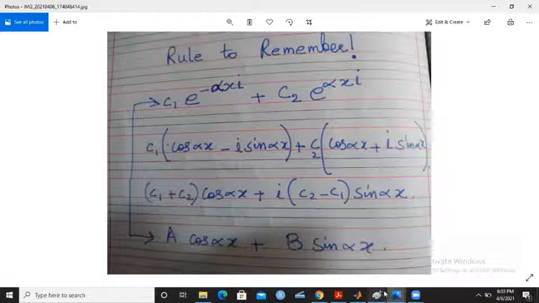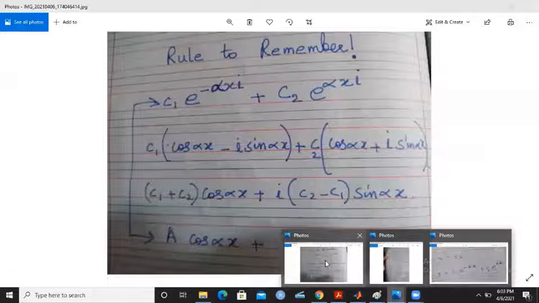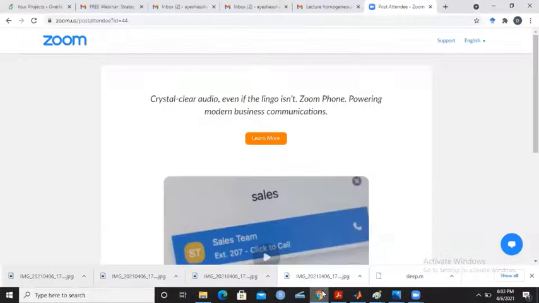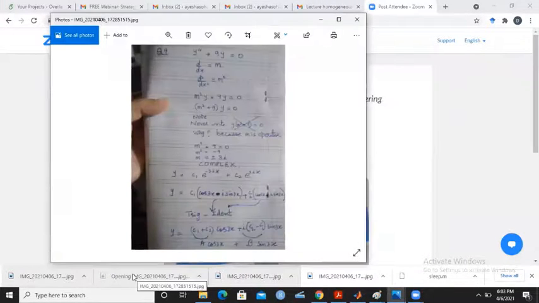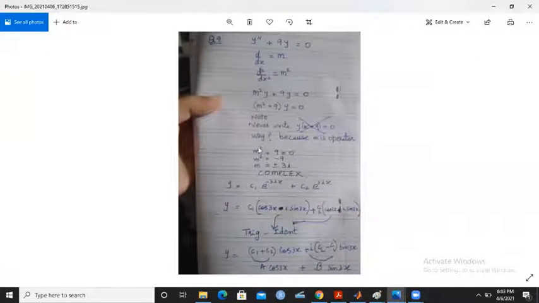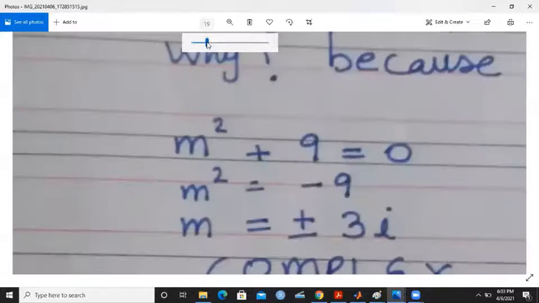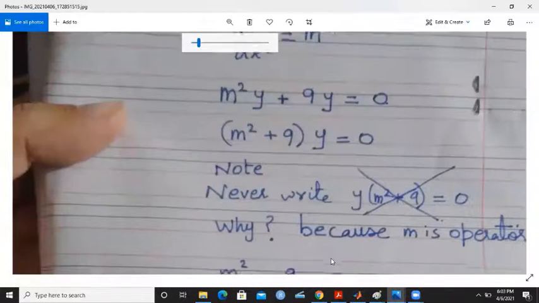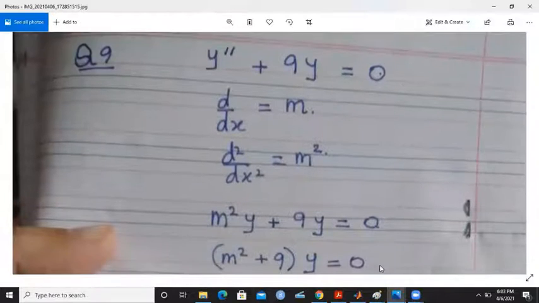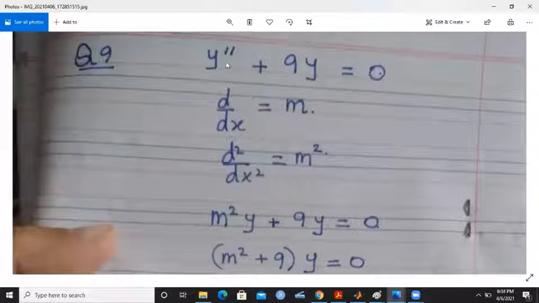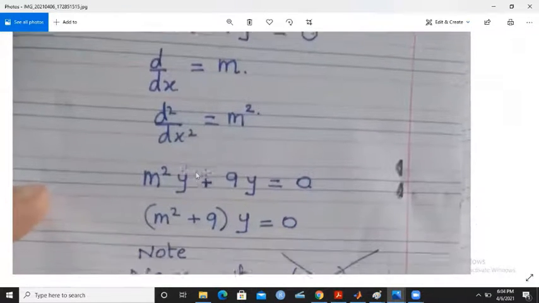Okay, now let us talk about another question. Okay, let's talk about this question, students. I have a differential equation y double dash, or d2 by dx squared, plus 9y is equal to 0. I will now substitute the operator. I will say that d by dx is equal to m, d2 by dx square is equal to m square. I will substitute it here, m square y, and plus 9y.